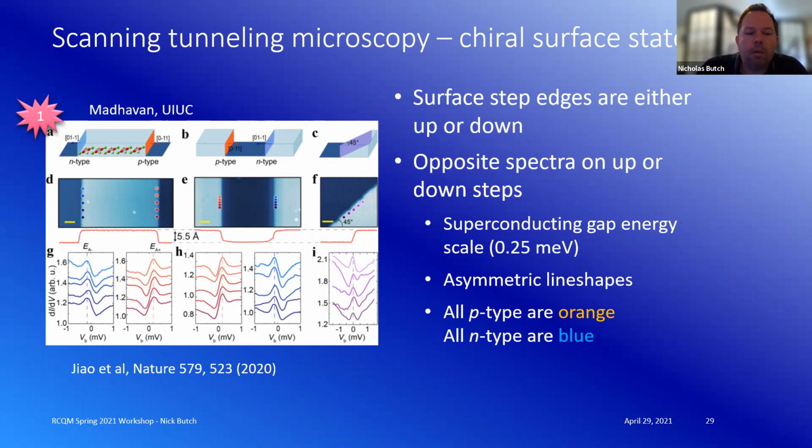And in any case, when you find the up edge or the down edge here, called P or N type, you will always have an orange or a blue spectrum, as shown on the bottom, which are asymmetric, but they are on the energy scale of the superconductivity. So it's a very small energy scale. I think the detailed shape is not really well understood, but they are asymmetric and opposite each other, and they form always on opposite faces or on opposite steps. This is the definition of chirality. So there you go, checkbox number 1.